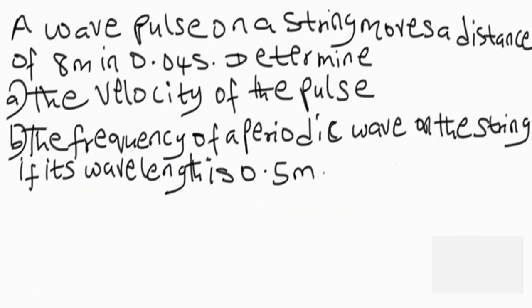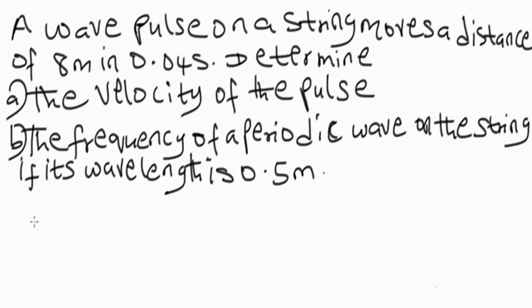Okay, so let's look at this question. It says a wave pulse on a string moves a distance of 8 meters in 0.04 seconds. Determine A, the velocity of the pulse, and B, the frequency of a periodic wave on the string if its wavelength is 0.5 meters. So let's begin with part A.